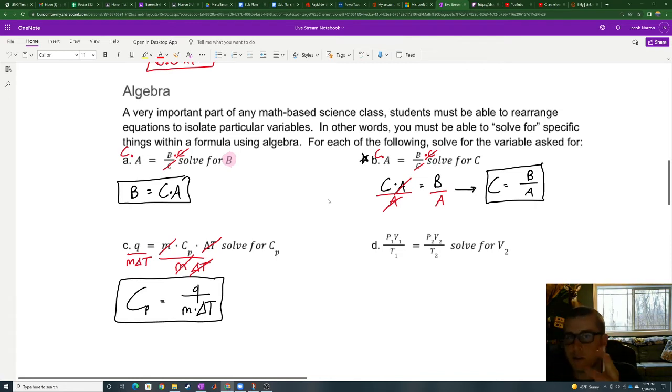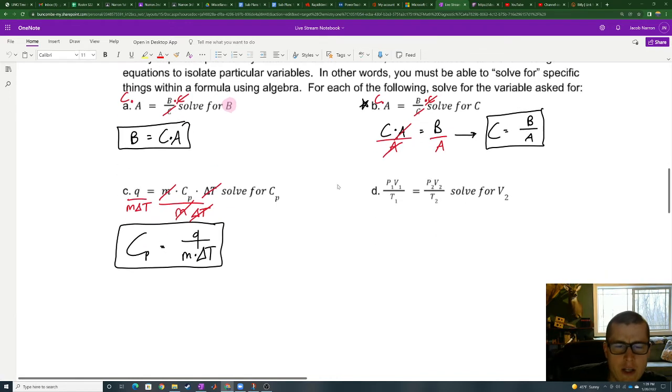Let's look at D. D's a little more confusing. All right, so we got P1V1 over T1 equals P2V2 over T2. Okay, a lot of stuff going on. All right, we want to get V2 by itself here. I'm going to highlight it so you can see where we're shooting for. Right now in the numerator, I have P2 times V2. Hopefully you guys understand that. It's P2 times V2.